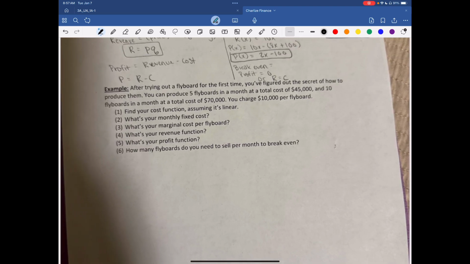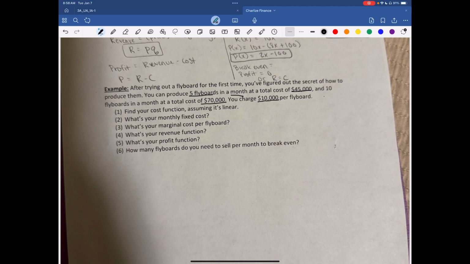After trying out a flyboard for the first time, you figure out the secret of how to produce. You can produce 5 flyboards in a month at a total cost of 45,000, and 10 flyboards in a month at a cost of 70,000. You charge 10,000 per flyboard.